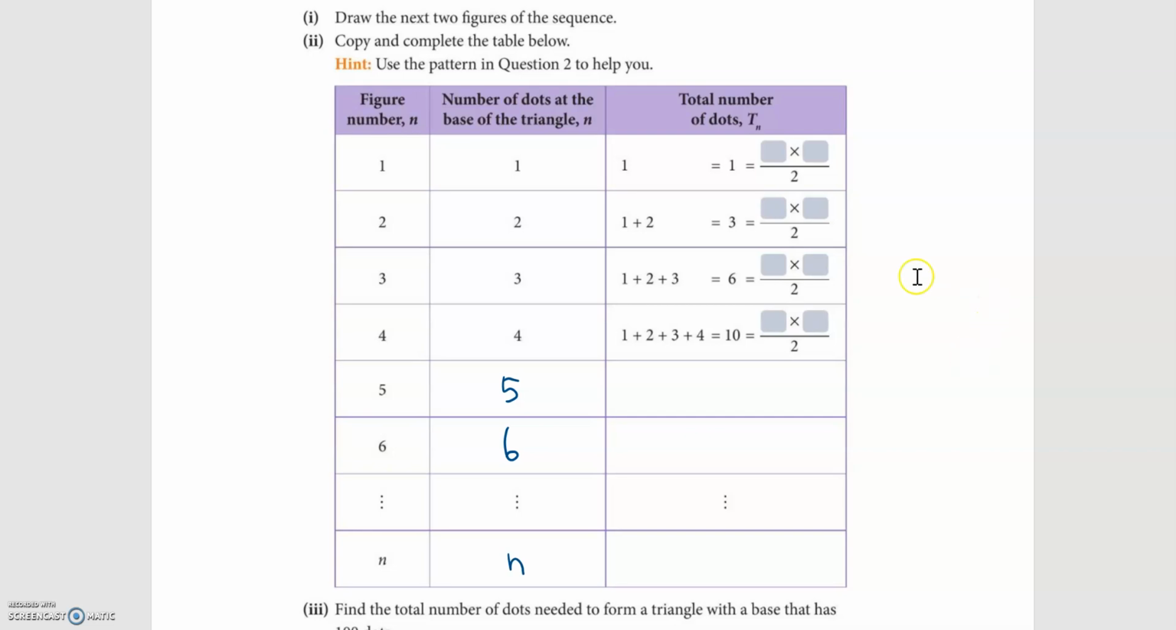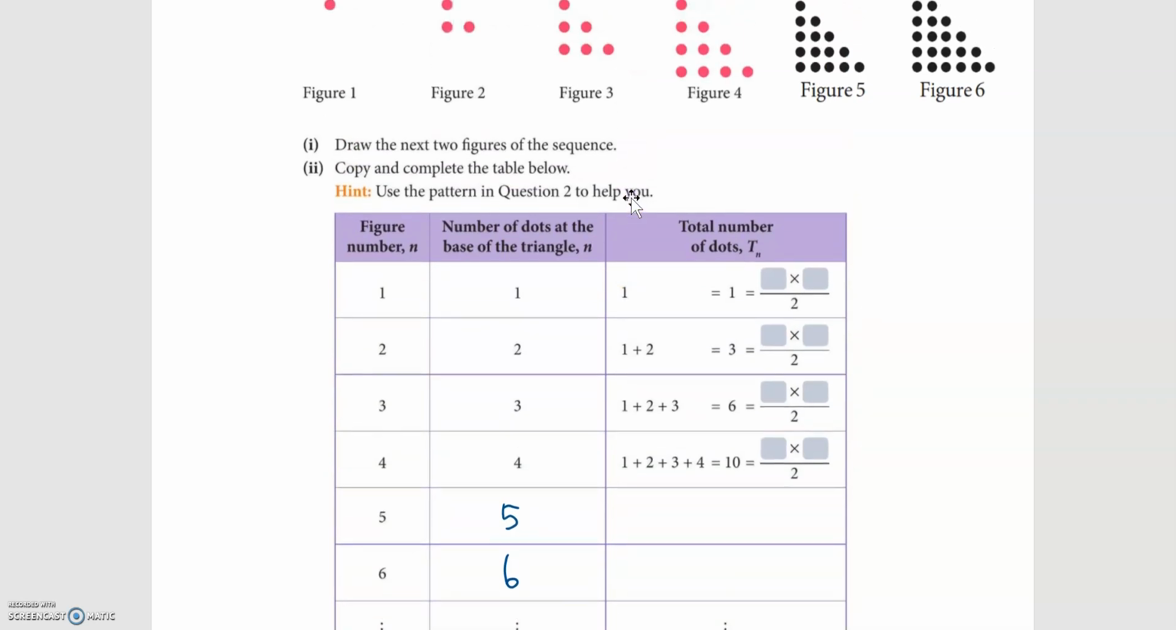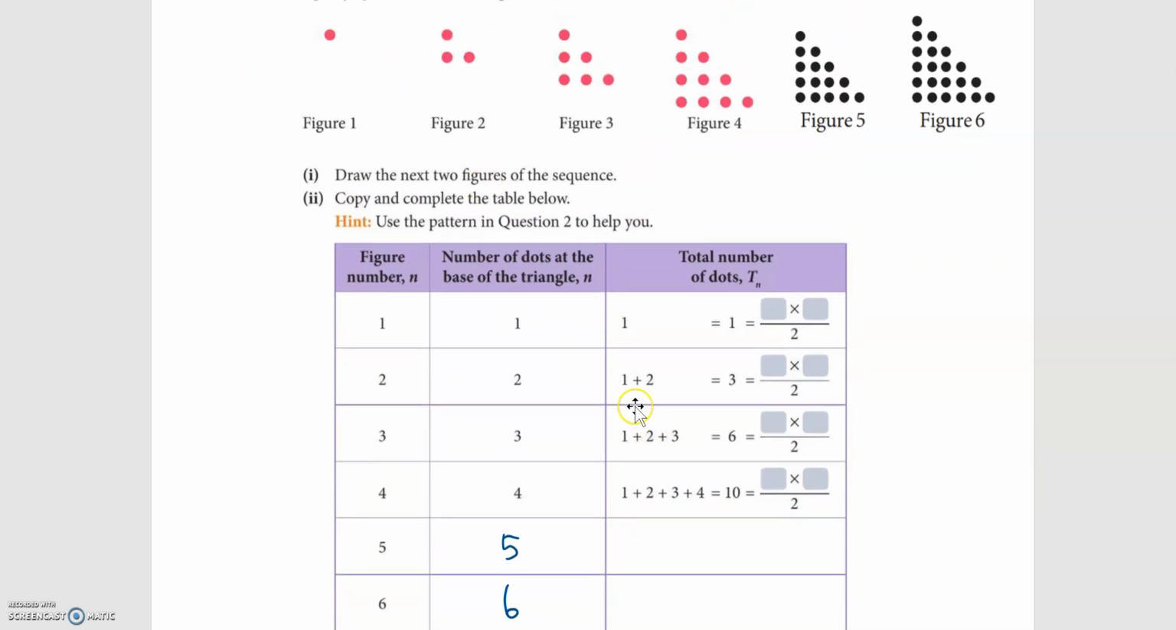And for the number of dots, we have to add up. For the first triangle, it's just 1. For the second figure, it will be 1 plus 2. And then 1 plus 2 plus 3. And then 1 plus 2 plus 3 plus 4. So we have to see how this table guides us to find the total number of dots for figure 5 and 6 and ultimately for n. So let's fill that in.